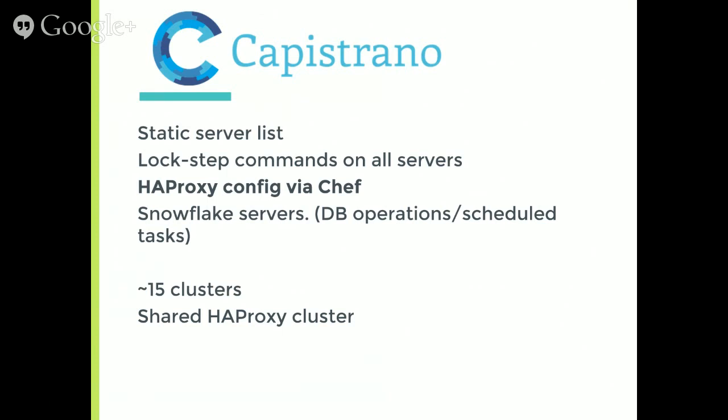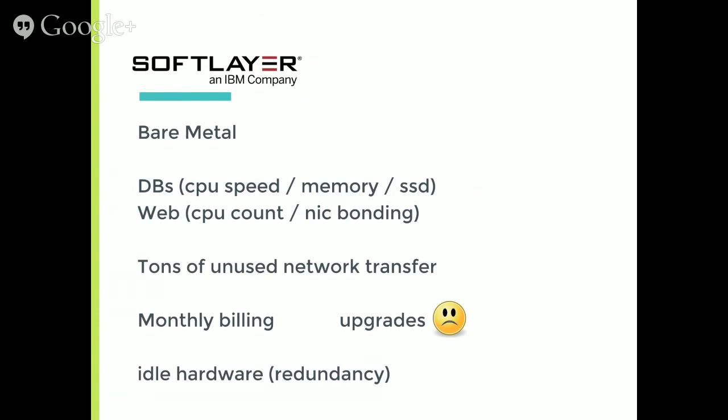And with this, we were kind of dynamically configuring our load balancer. We also had Snowflake servers, so we had to pick a few servers to run database operations, run cron tests, and things like that. So nothing too complicated, but this was our setup. And we had about 15 clusters running in this mode, and one big cluster of HA proxies handling requests for everything. Back then, we were with SoftLayer and bare metal, living the dream.